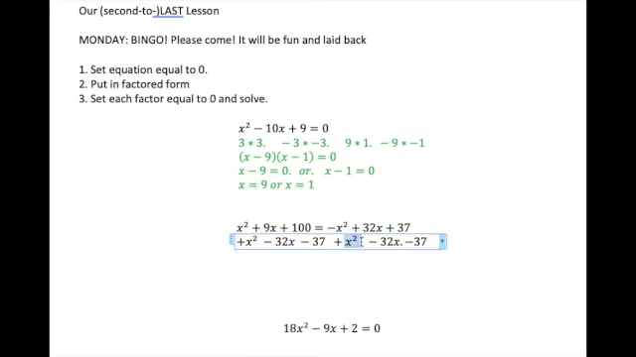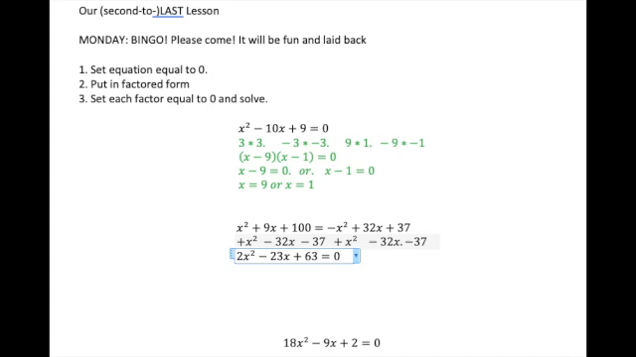We're going to subtract the x squared, subtract 32x, and subtract 37 from each side. Sorry, add x squared. So that way we get all the variables, all the stuff on one side, and a 0 on the other. 2x squared, 9 minus 32 is negative 23x, plus 63 equals 0.